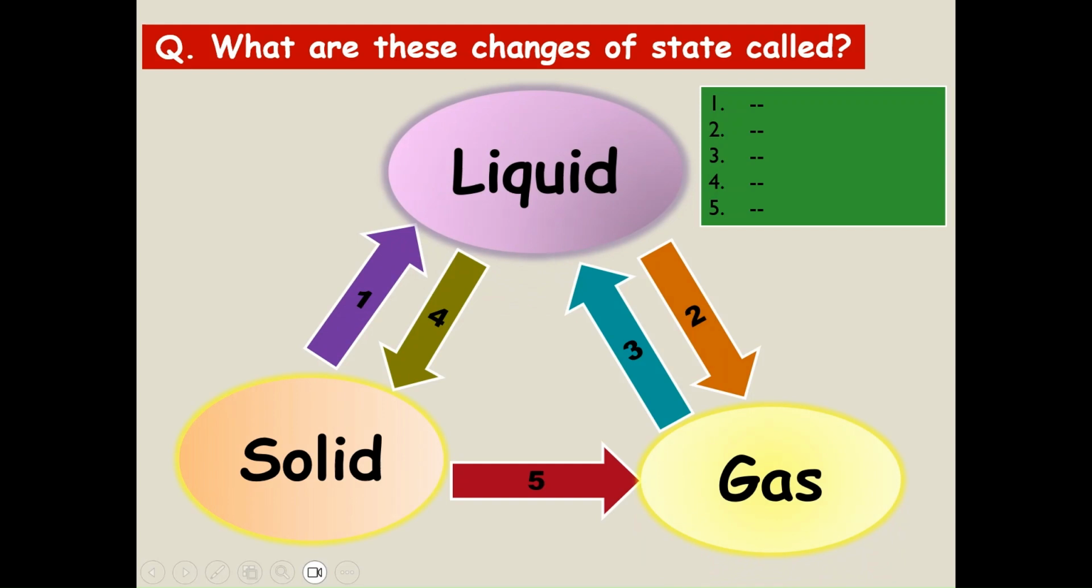Number two, from liquid to gas, is excellent, evaporation or vaporization. Number three, from gas to liquid, is perfect, condensation. Number four, from liquid to solid, is awesome, solidification or freezing. And number five, the last one, from solid to gas, is sublimation. And the famous example, do you remember? Carbon, dry ice.